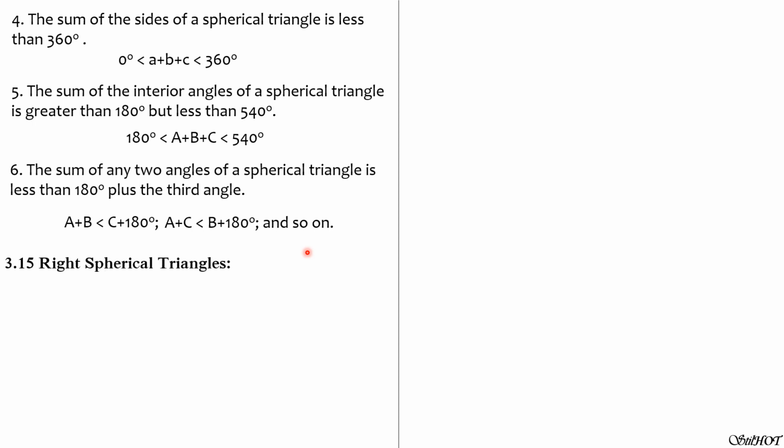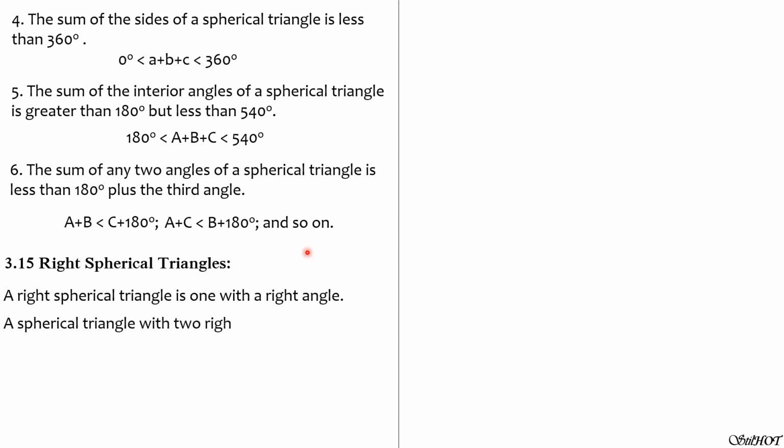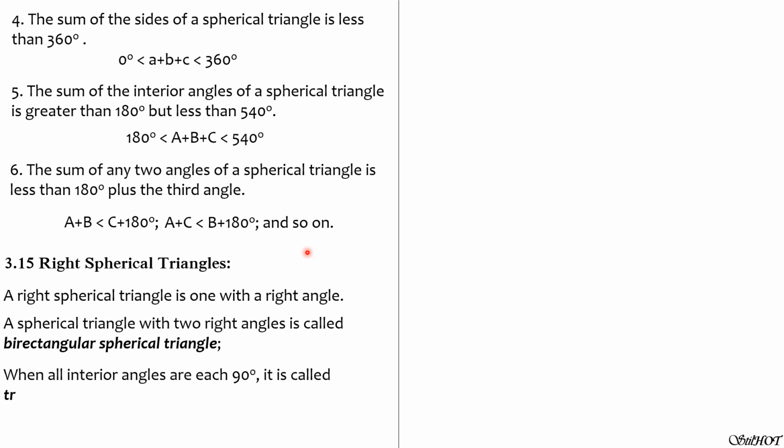This is just the introduction. A right spherical triangle is one with a right angle, just like a right triangle. A spherical triangle with two right angles is called a birectangular spherical triangle. Then when all of the interior angles are each 90 degrees, which is possible for a spherical triangle, it is called a trirectangular spherical triangle.